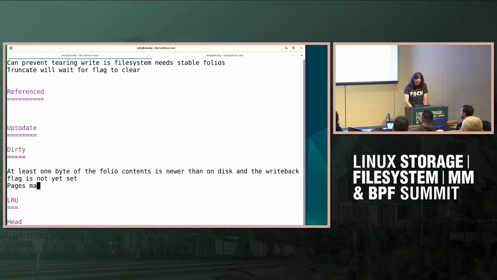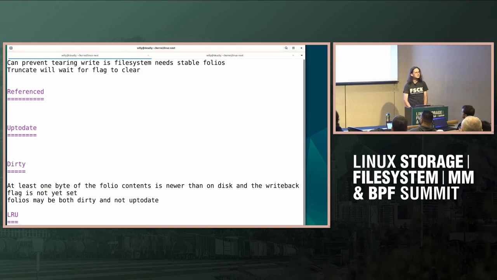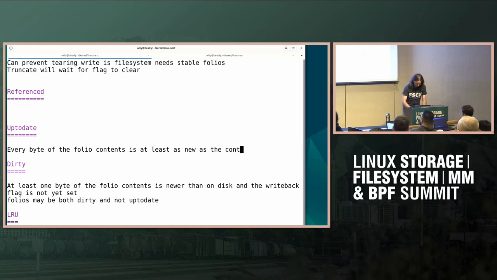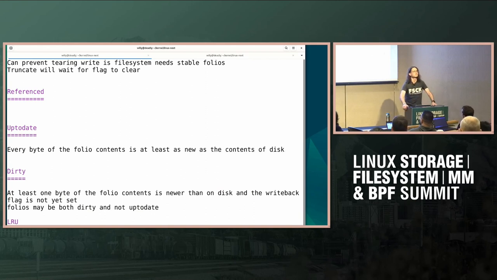Folios may be both dirty and not up to date. So let's do the up to date bit. You can have partially up to date folios which don't have the dirty bit. So every byte of the folio contents is at least as new as the contents of disk. Anything else I want to tell me about up to date?